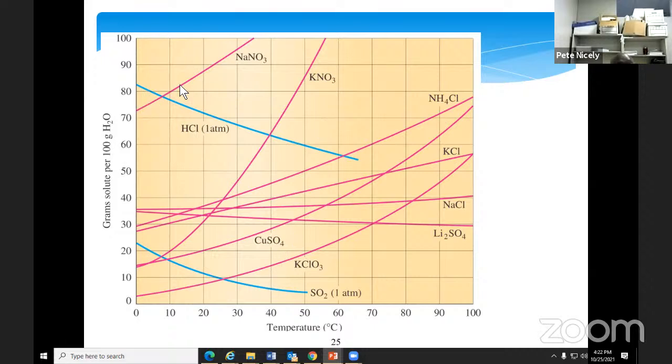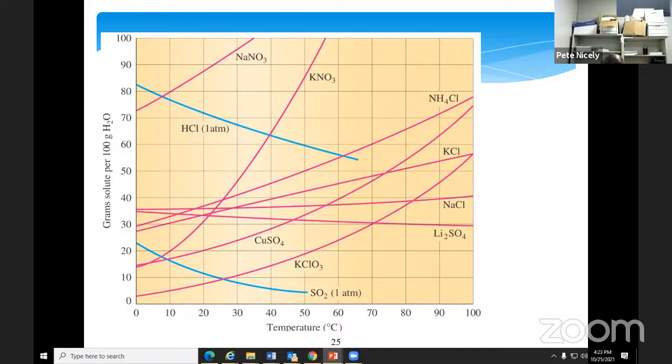So that is true for potassium nitrate. That's true for sodium nitrate. That's the line for sodium nitrate. This is the line for potassium nitrate. This line here is for ammonium chloride. This line here is for potassium chloride. This one is for copper(II) sulfate, and so on and so forth. Sodium chloride, this line here, you'll notice that there's an increase, but the increase is very slight.